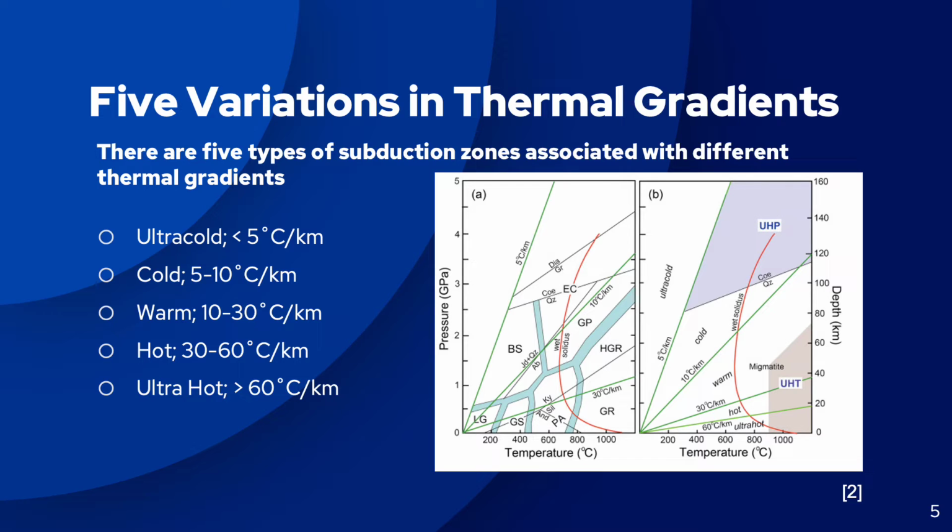Associated with each of these thermal gradients is certain metamorphic facies. For example, associated with the ultra-cold facies is the blueschist and eclogite facies, and minerals such as glaucophane, lawsonite, and zoisite, which are all hydrous minerals, while with the ultra-hot facies, associated with this is the greenschist, amphibolite, and granulite facies.